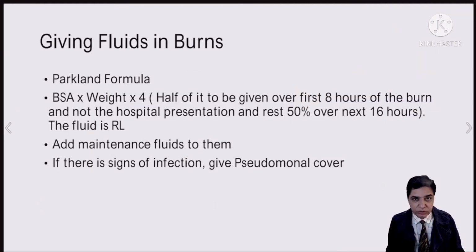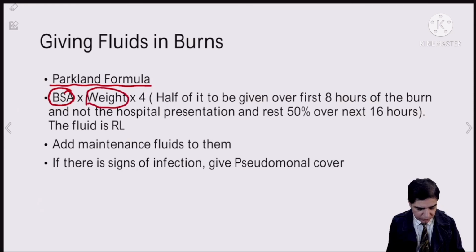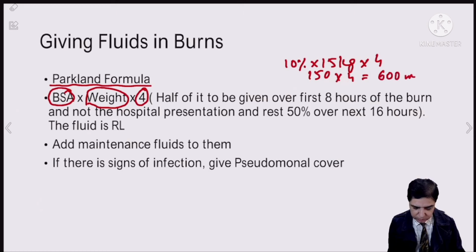Now, as far as giving fluids in burns is concerned, if a child has got severe burns, more than 10% of the body surface area burned, then we use the Parkland formula to give them resuscitation fluid. The Parkland formula is that you take the body surface area burnt, let's say 10%, 12%, multiply it by the weight of the child, and then multiply it by 4. For example, a child who's got 10% burns and weighs 15 kg would be 10 into 15 into 4. That would be 150 into 4, which is 600 mils.